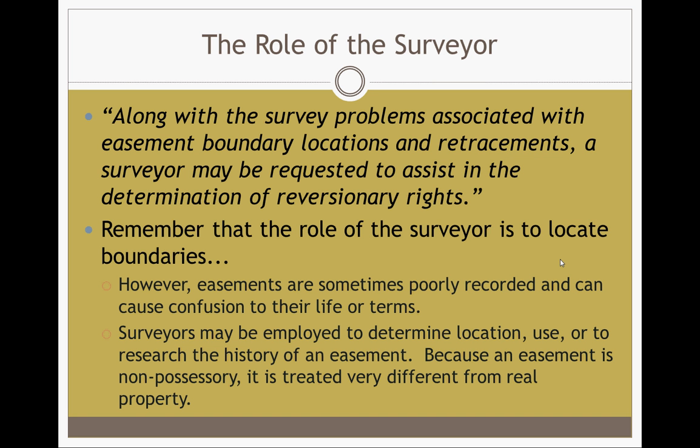Because an easement is non-possessory, it's treated very different from real property. Laws are different with easements than they are with real property. You don't have concepts of adverse possession with an easement. You don't have the concept of an estoppel with an easement because it's non-possessory. So it's very different from real property. Now, we locate it and show boundaries of it very similarly, but it's not the same thing.